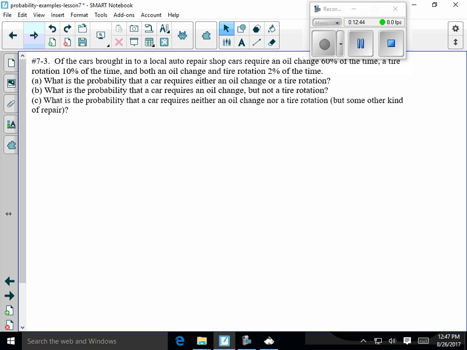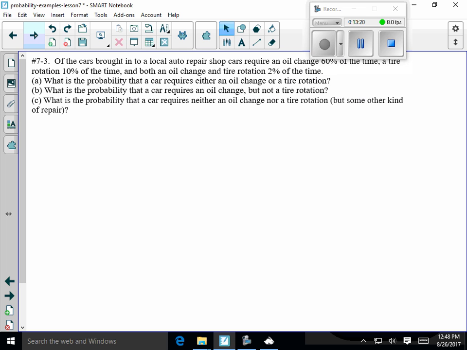So the third problem says, of the cars brought into a local auto repair shop, 60% require an oil change, 10% require a tire rotation, and 2% require both an oil change and a tire rotation. What's the probability that a car requires either an oil change or a tire rotation? What's the probability the car requires an oil change but not a tire rotation? What's the probability that a car requires neither an oil change nor a tire rotation, but some other kind of repair? Okay, so pause the video, give this a try, and then see what we come up with.